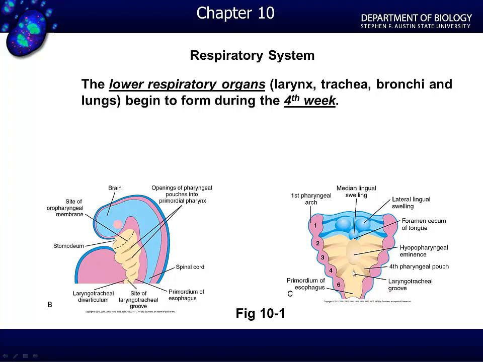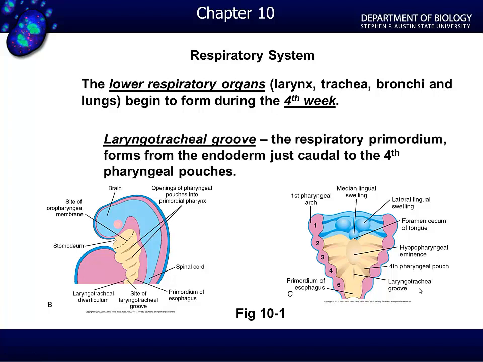Now we're going to see a little groove that's going to form back here in this most posterior part of our endoderm in our pharyngeal region. And this groove just behind this hypopharyngeal eminence is going to be the opening that leads to the respiratory tract. In comparative anatomy, in the amphibian, that's referred to as the glottis, and we can still refer to that. But here in developmental terminology, we're going to call this the laryngotracheal groove. And this is really the beginning of where we're going to enter into our pharyngeal apparatus.